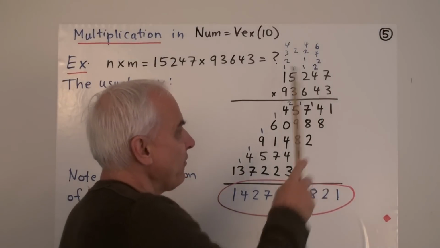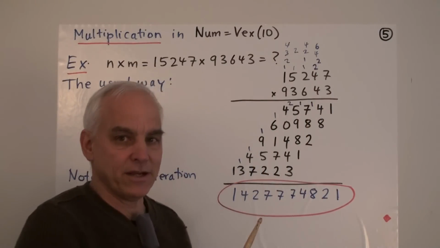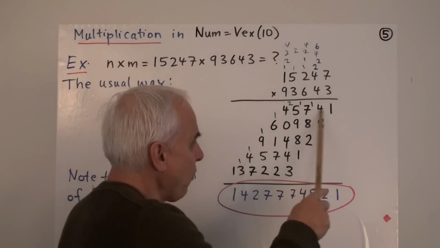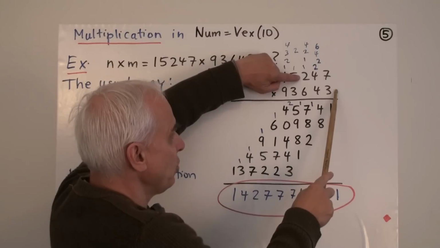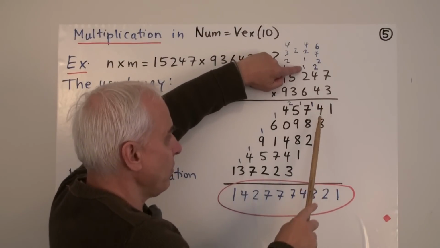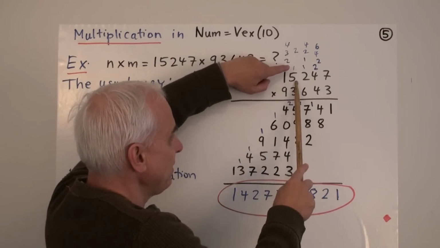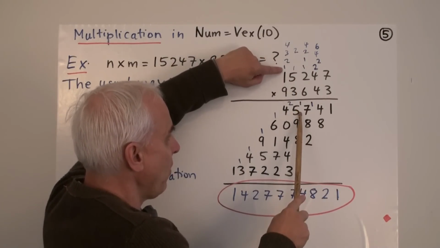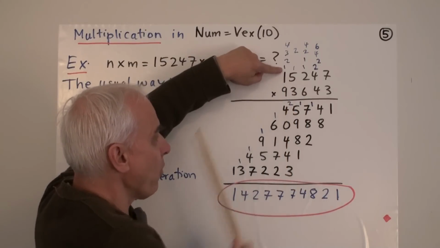And then 3 times 4 is 12. We have to add the carry of 2, giving us 14. So we write down the 4 and carry the 1. And now 3 times 2 is 6, and the 1 makes 7. Then 3 times 5 is 15. We write down the 5 and carry the 1. And 3 times 1 is 3, plus 1 is 4.